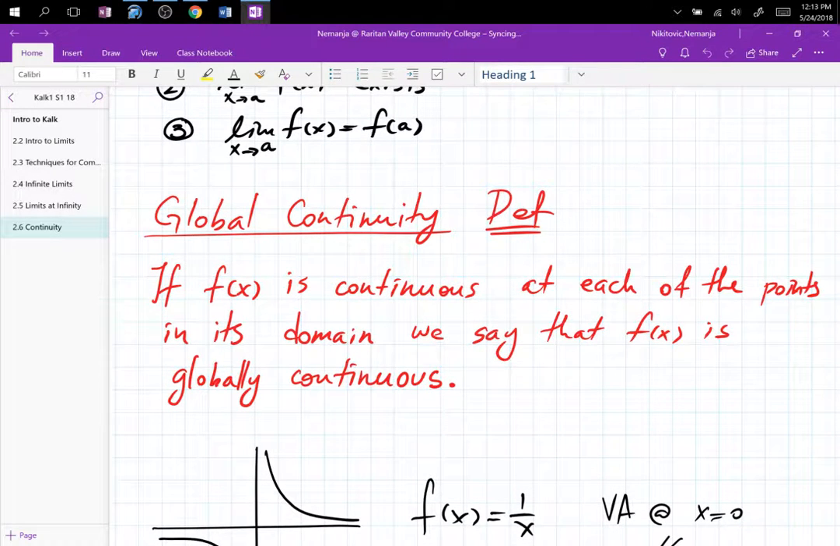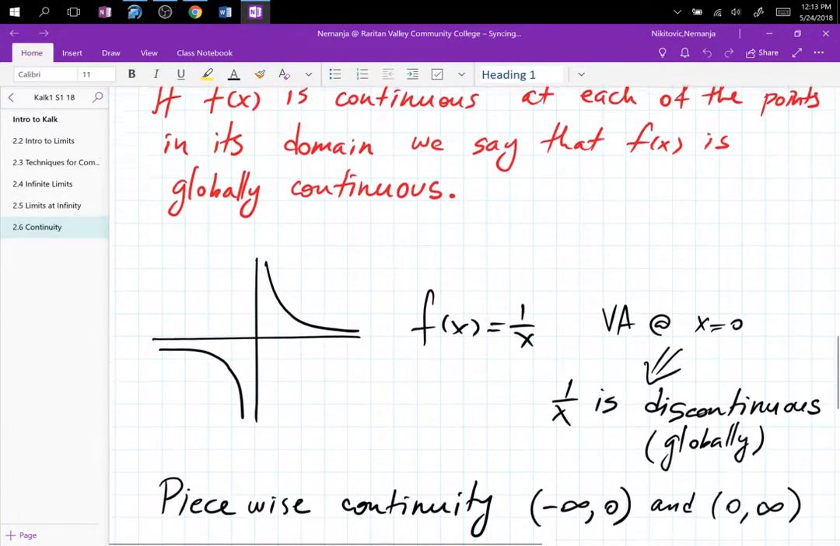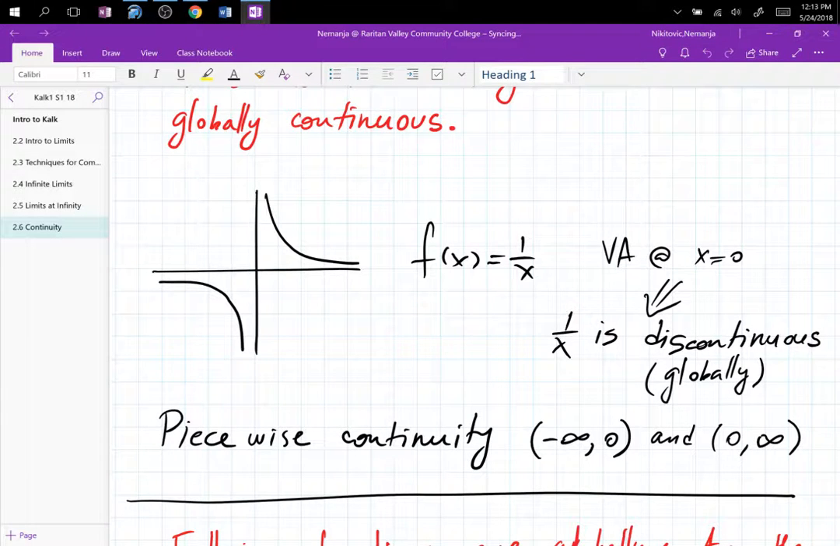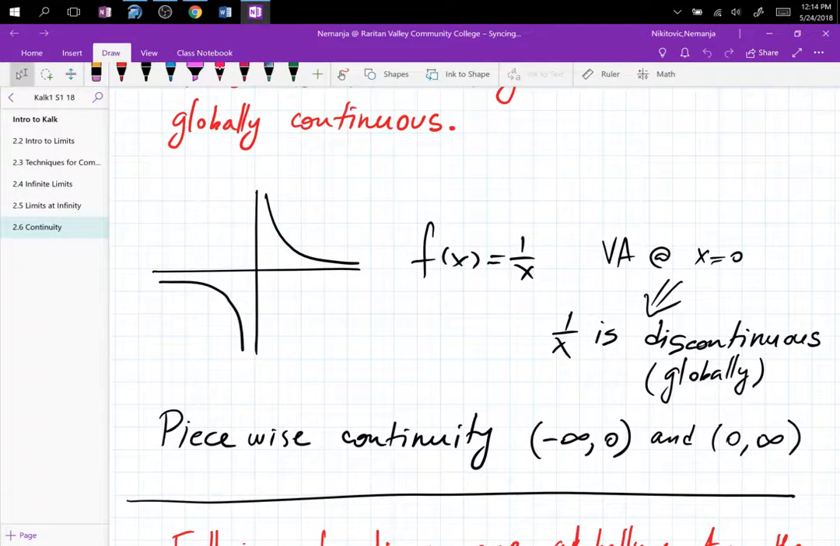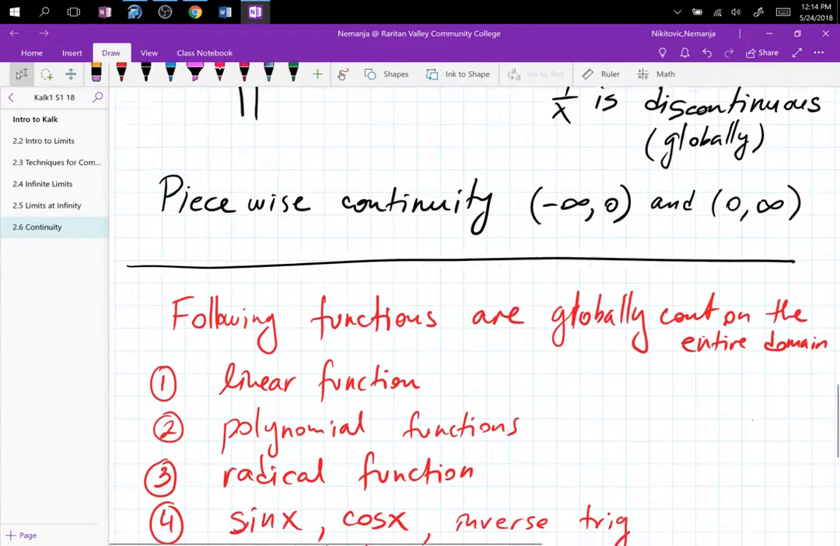Global continuity is defined when a function is continuous at every point of its domain. And we can also talk about piecewise continuity. If you have a discontinuity somewhere in the function, well, you will also have continuous pieces. So, for instance, this function 1 over x would have these two continuous pieces, which we'll call piecewise continuous. That will be important later.